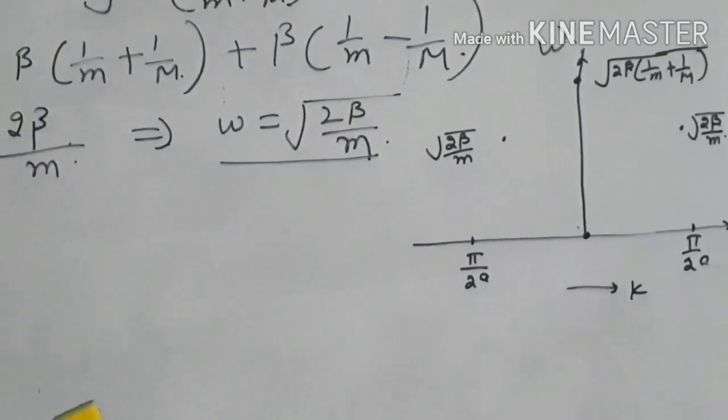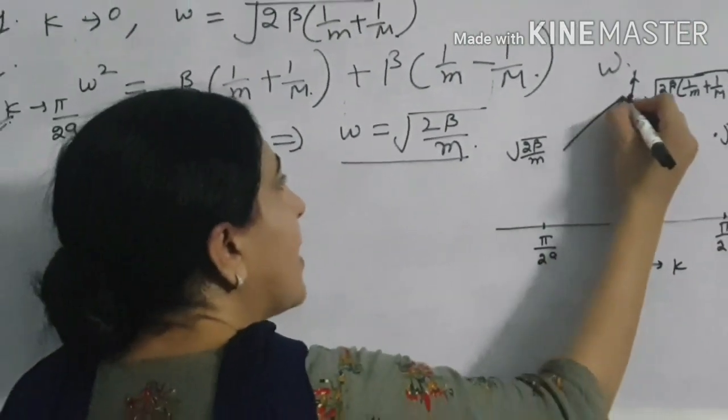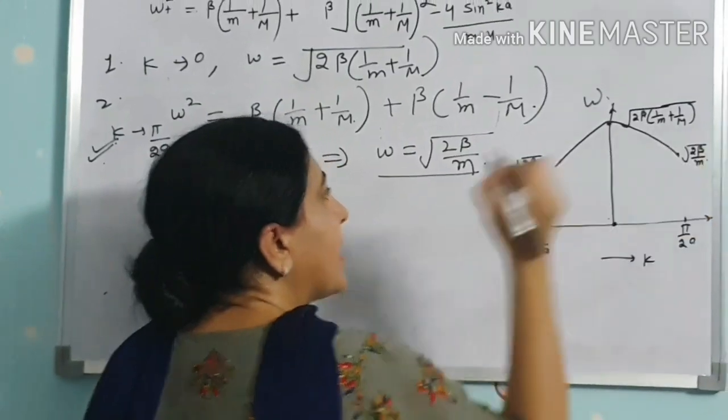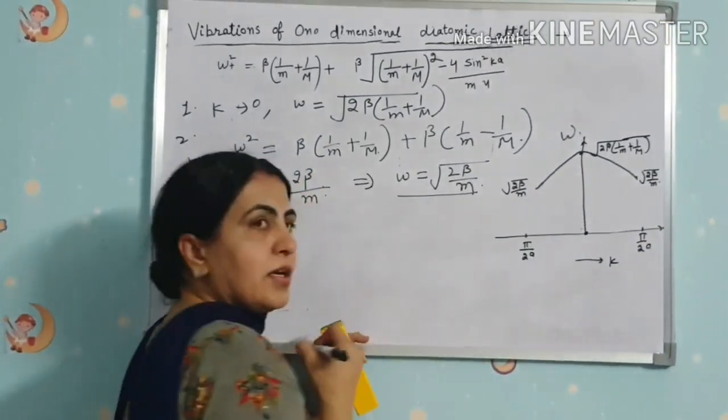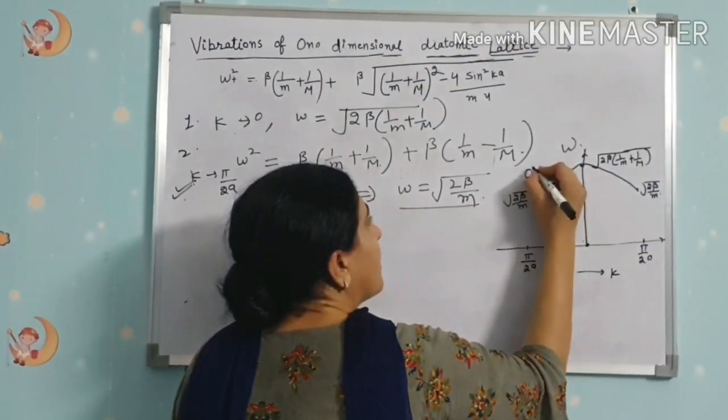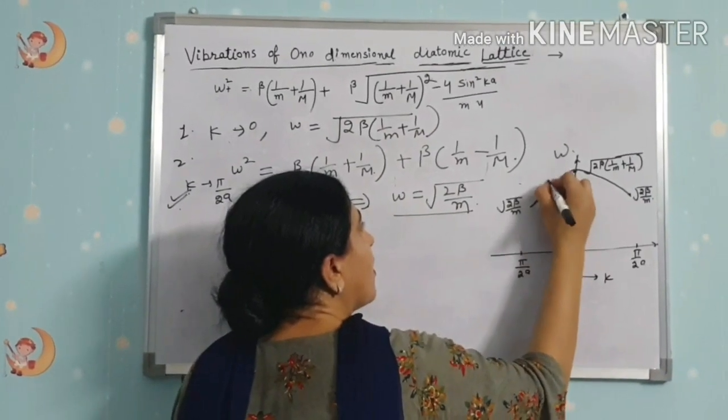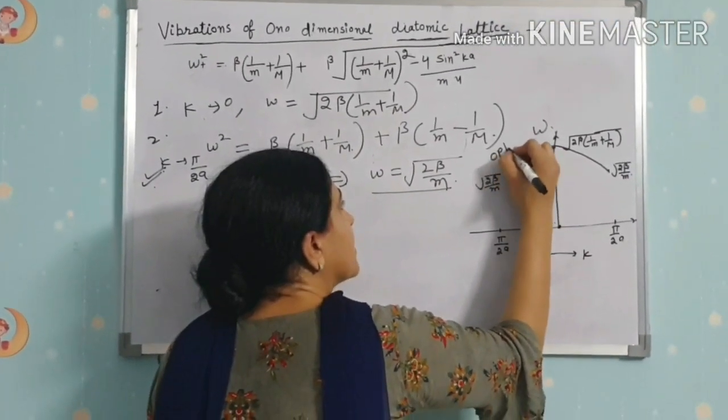Now join these points. So what do you get? The graph is like this. Clear? So this is for optical branch. This graph is for optical branch.